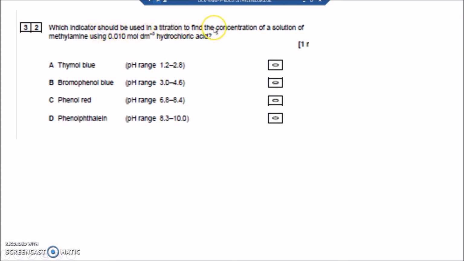Which indicator should be used in a titration to find the concentration of a solution of methylamine using 0.01 mol per decimeter cubed hydrochloric acid? Well, this is a strong acid, so I'm getting 0.01 hydrochloric acid. It completely dissociates into its ions, so it's going to make 0.01 H+. If I minus log to the base 10 of that, that's pH 2. So pH 2, and the shape of my curve is that it will start with pH 2, and then it will rise very sharply from pH 2 upwards, and then start to tail off, because this is a weak alkali, a weak base.